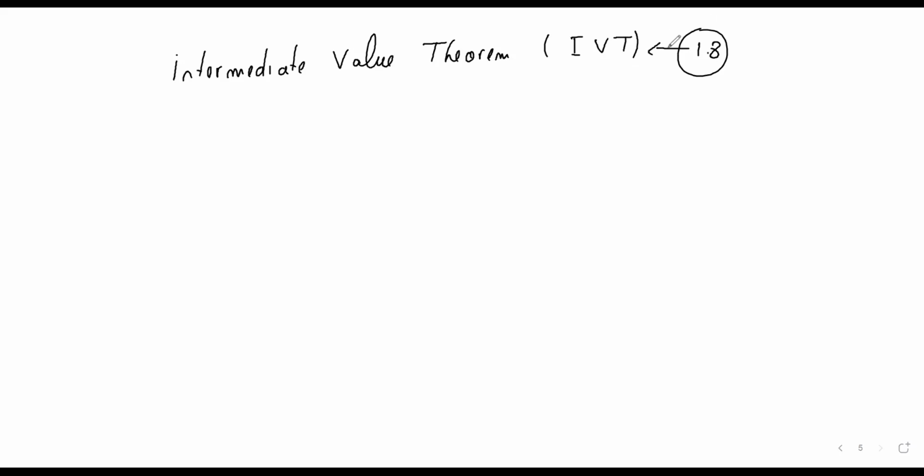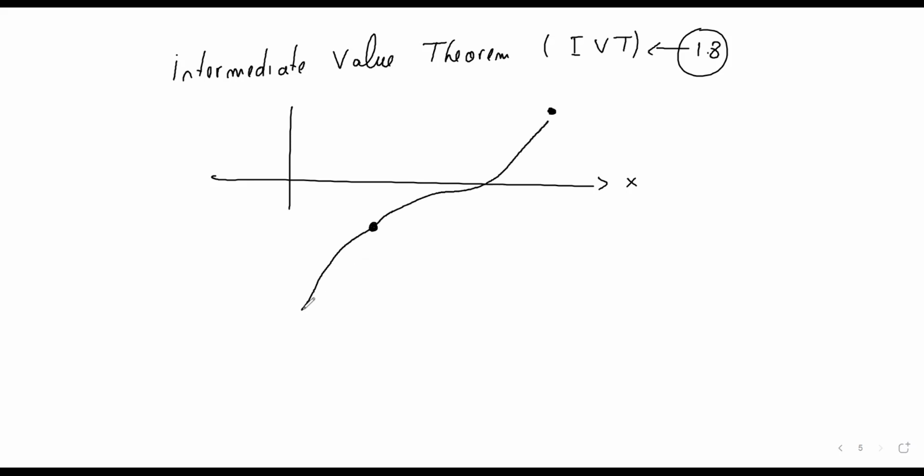Here's what it says. It's a very simple thing. If you have a continuous function and you have a point on the graph below the x-axis and a point on the graph above the x-axis, this is one of the versions of the intermediate value theorem, and you have a continuous function that connects these points, it says that there's going to be a point where the graph crosses the x-axis.